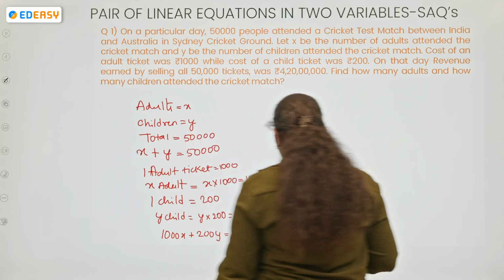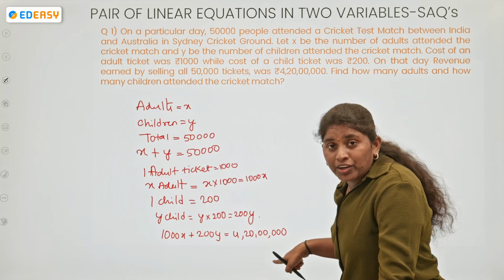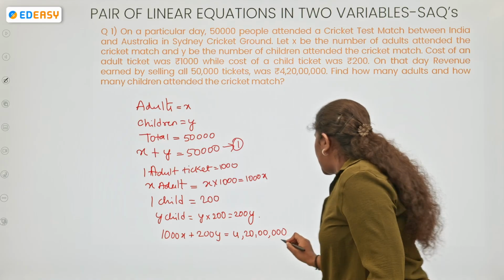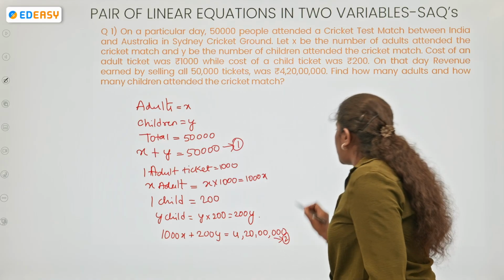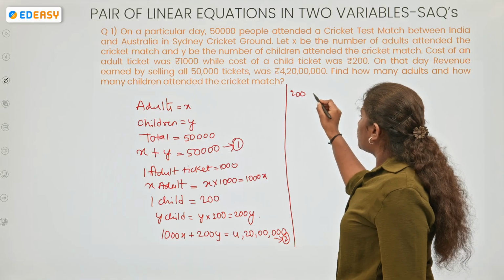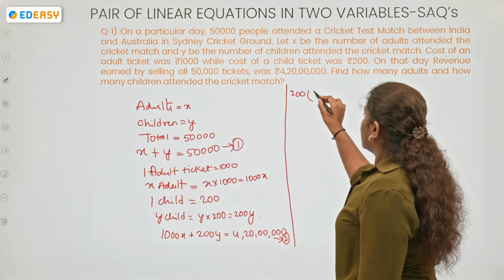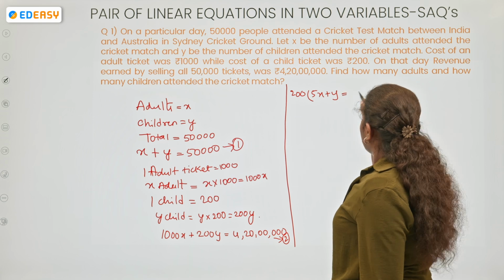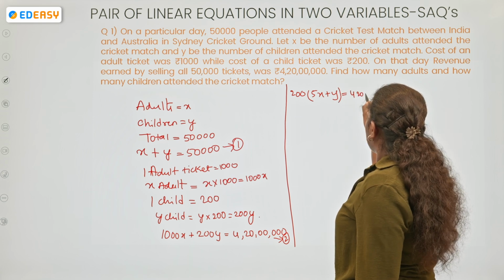Right. Now, look at here. Can I take 200 common from this second equation? This is my first equation and this is my second equation. Can I take my 200 common? Yes, we can take 200 common. So what we will be getting? We will be getting 5x plus y equals 4 crore 20 lakh.